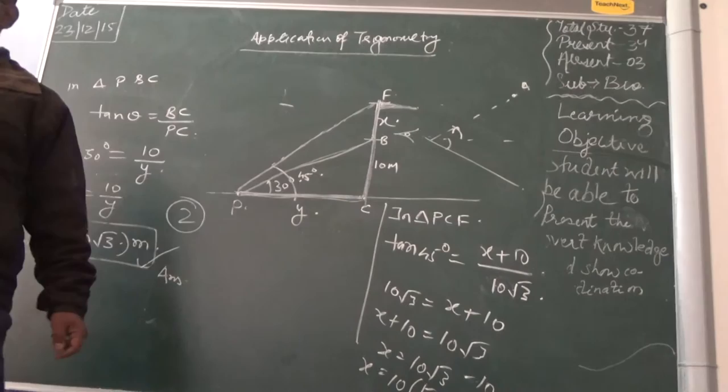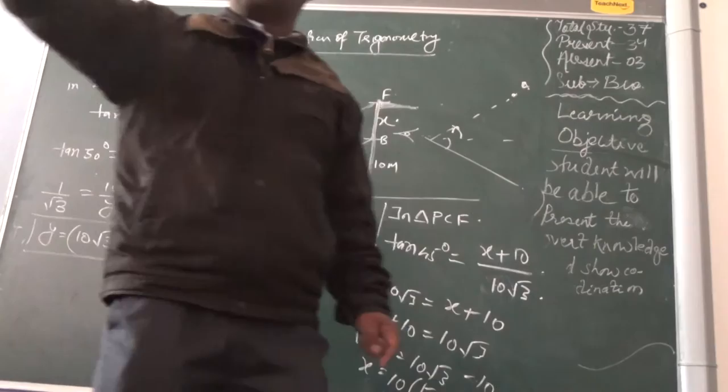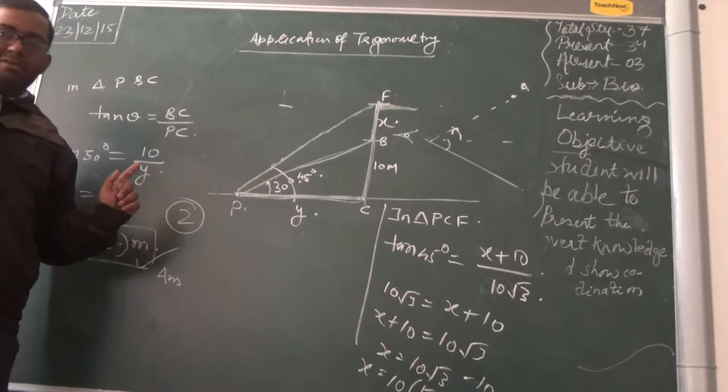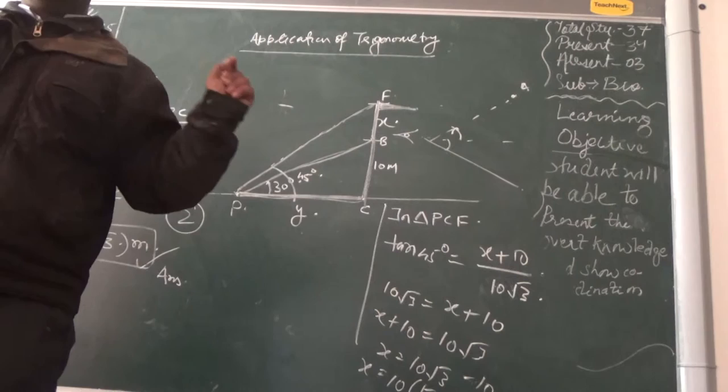Then here we have 10. This is your answer. No need to solve it further. Give full marks for this answer. Otherwise you can put 1.732. If you want to solve, you can multiply and solve, but do not waste your time. Only a question like this will come in your exam. These questions are very easy.